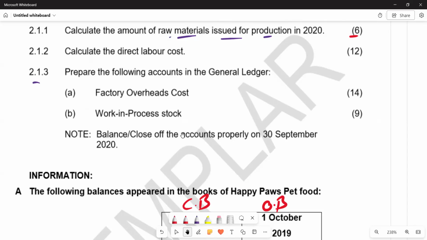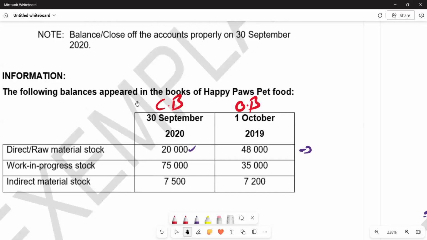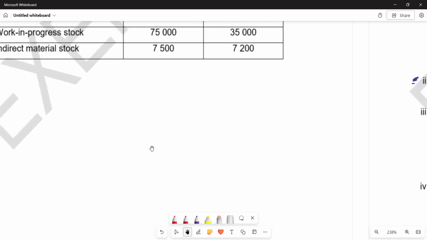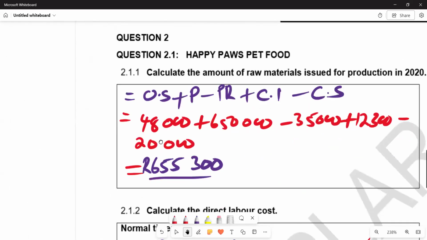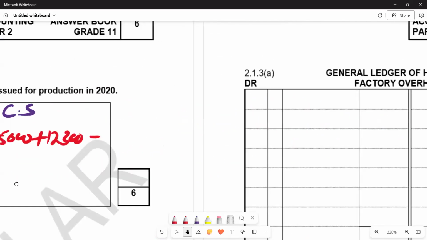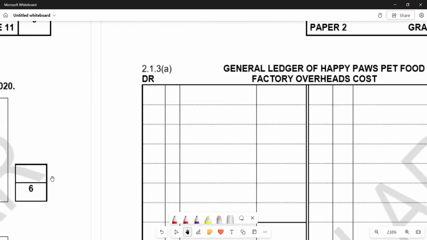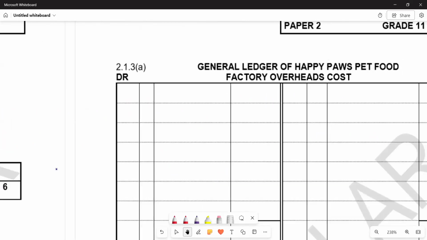So we can go to the other section and see the factory overhead cost account that we have. So this is the factory overhead cost account. We are going to list all the overheads on the debit side, and then the total will come here as we transfer into the work in process stock account. So let's do a search and see.